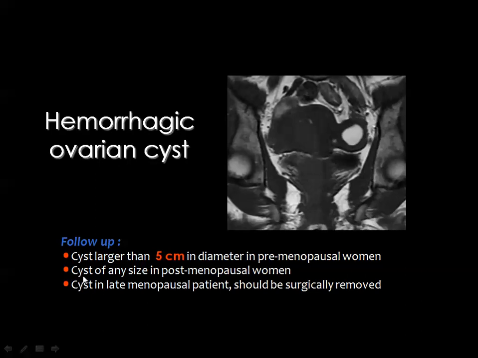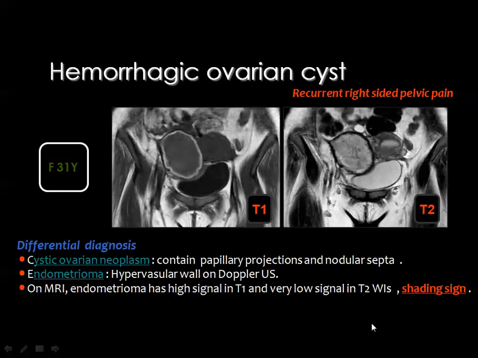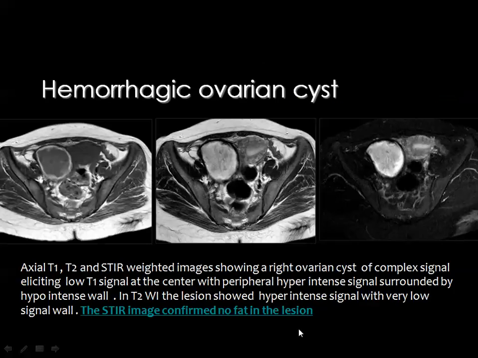The cyst of any size that is hemorrhagic in the post-menopausal woman should be followed up, and a cyst in the late menopausal patient, which is hemorrhagic, should be surgically removed. If you look at the MRI T1 weighted image and you see this margin of bright signal which represents blood, and then in the T2 weighted image the margin is relatively darker, this means that you are dealing with early subacute blood, or what we call intracellular methemoglobin.